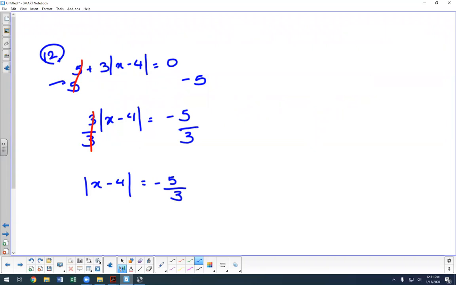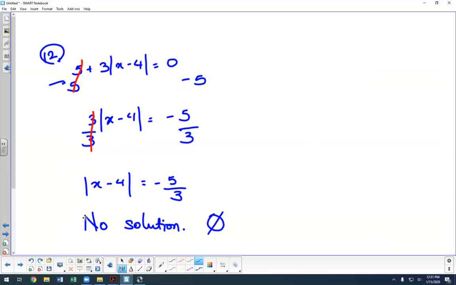So actually, you cannot go any further than that. If this had ended up being a positive number, we could have done our little setup with the 2 different equations, but because it's saying absolute value is equal to a negative number, we don't have an answer. There is no solution. Or you can use the symbol for an empty set. Okay? No solution to this problem.